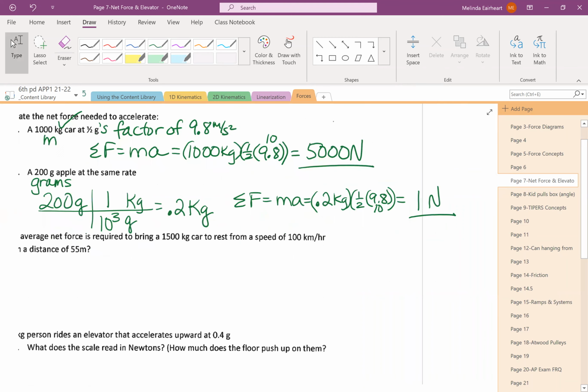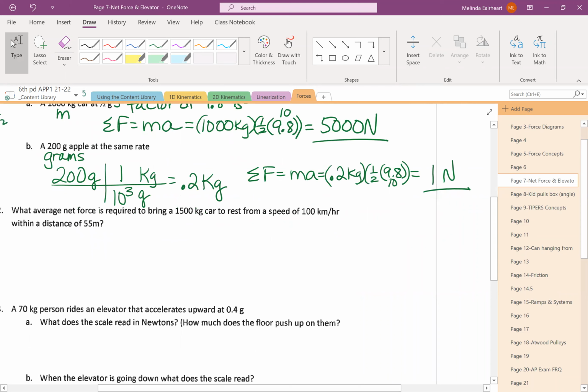Question 2 is still about average net force, average because it's not always constant when you drive a car. But look at what also they give you. What is the average net force required to bring a 1,500 kilogram? What did they just give me? Mass, okay? I was waiting for somebody to say weight. FYI, sometimes the problems will give you mass, sometimes they'll give you weight.